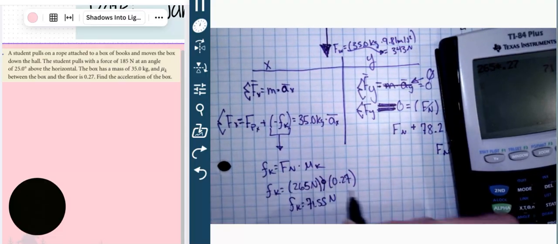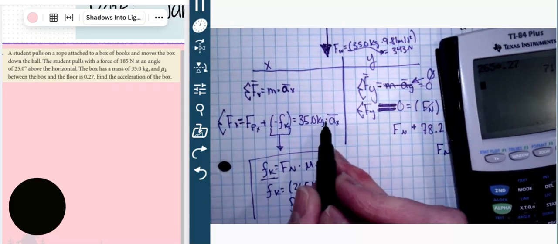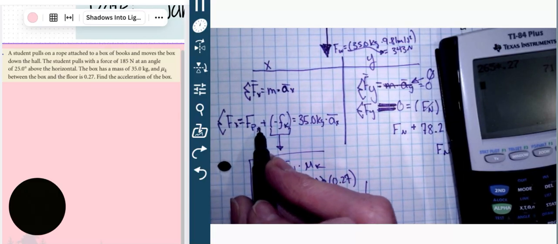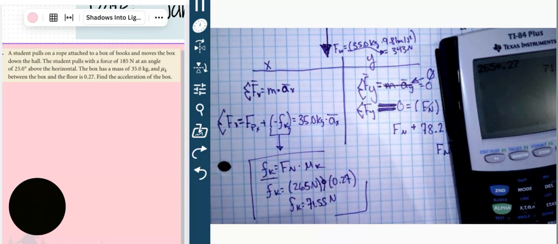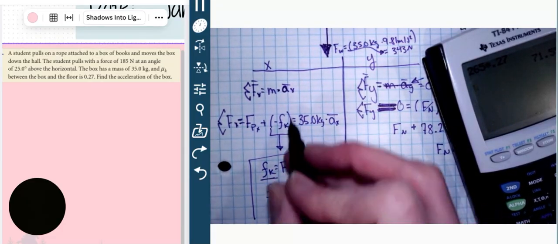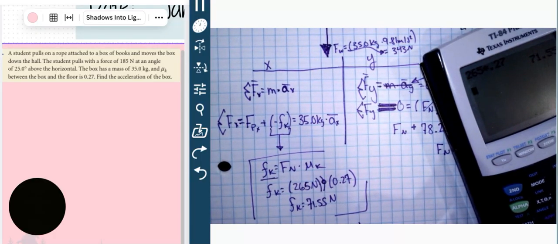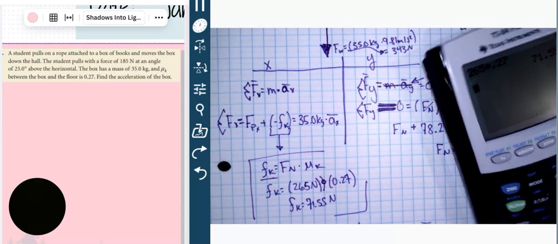Now we have to put it back into this equation here. Okay, so that was just to find the kinetic friction. Now I'm going to rewrite this and plug it in. So my force pull on the x was 168. I'm saying to the right's positive, to the left's negative. So 168 newtons plus a negative, because friction is opposing it, is equal to my mass times acceleration in the x.